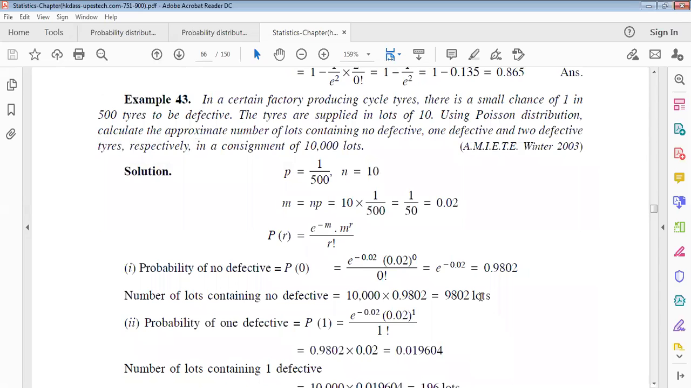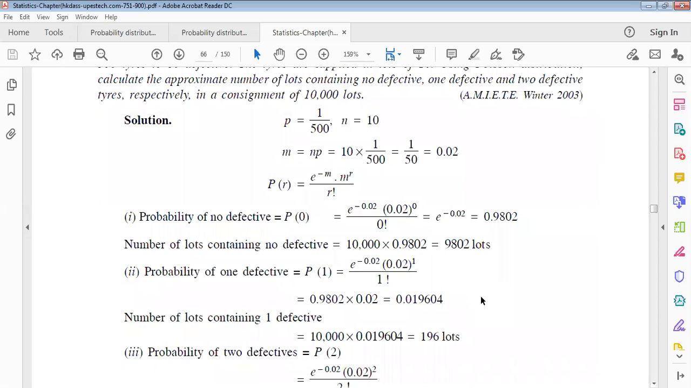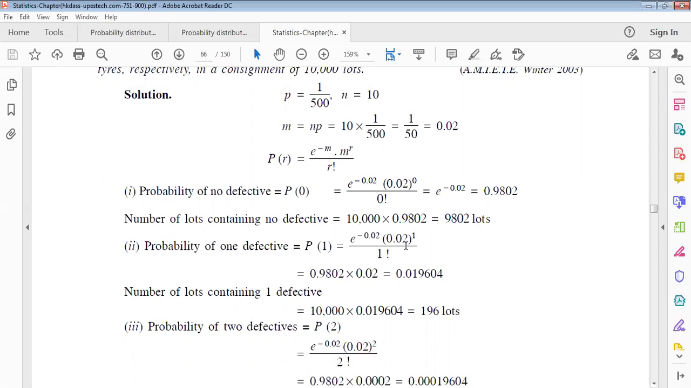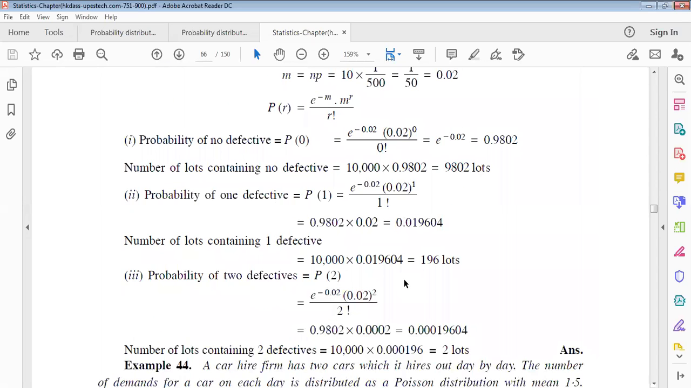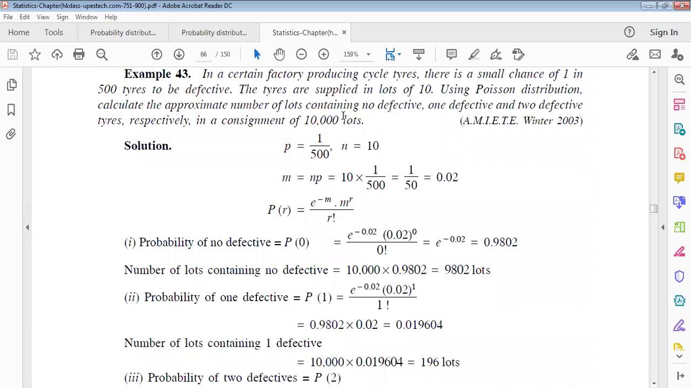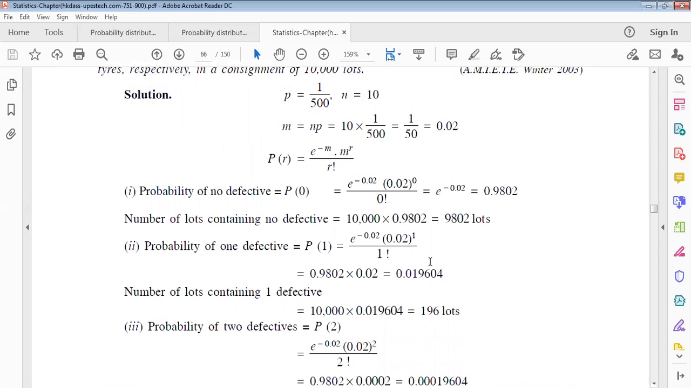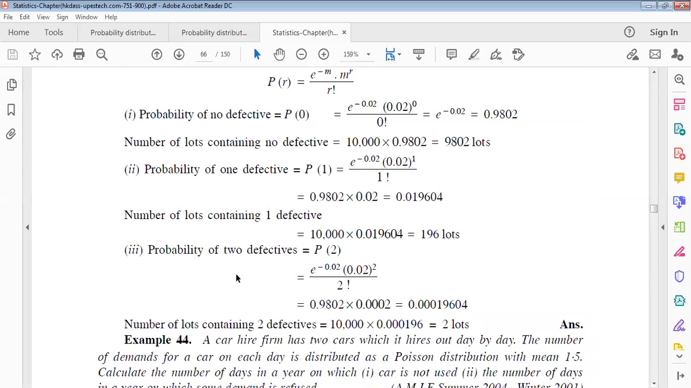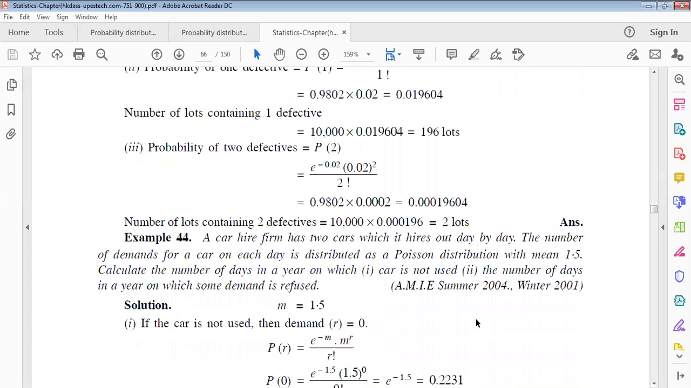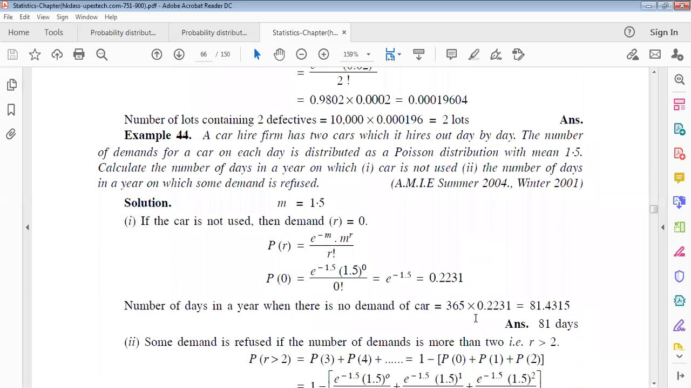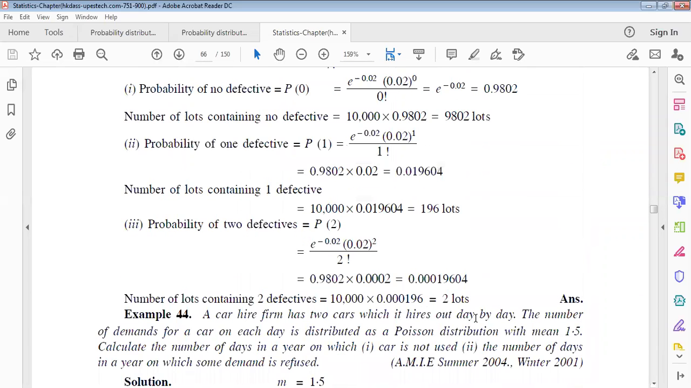Okay, very easy. Just putting r equals 0 for the first case, r equals 1 for the second case, and r equals 2 for the third case. And then the probability, if we multiply to the total, then the result will give the number of lots, right? For 0 defectives these lots, for 1 defective these lots, and for 2 defectives, 2 lots only. Okay, understand?